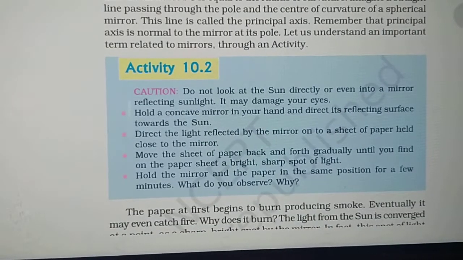Now to understand this term, we'll see one experiment which is shown here. Activity 10.2. Caution: do not look at the sun directly or even into the mirror reflecting sunlight. It may damage your eyes. Now let's see. Hold a concave mirror in your hand and direct its reflecting surface towards the sun. Direct the light reflected by the mirror onto a sheet of paper held close to the mirror. Now move the sheet of paper back and forth gradually until you find on the paper a bright, sharp spot of light.